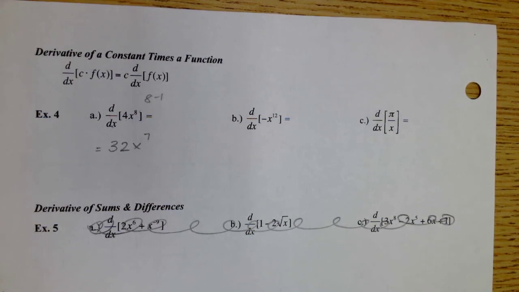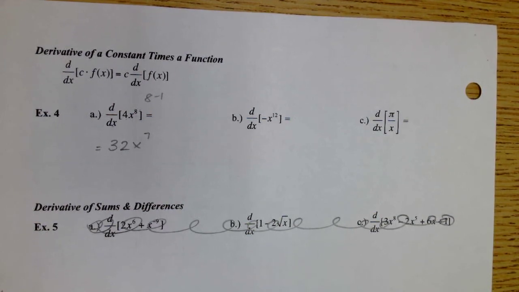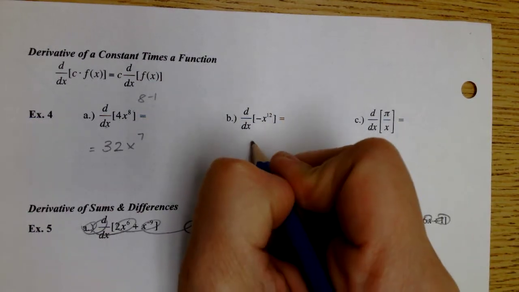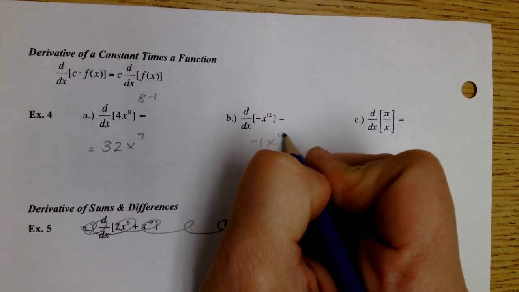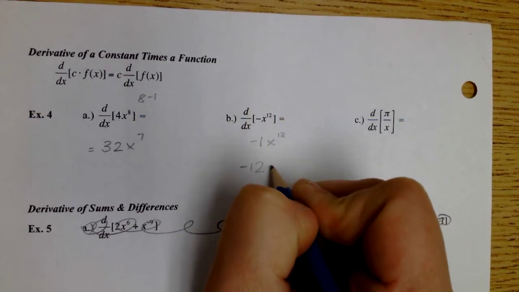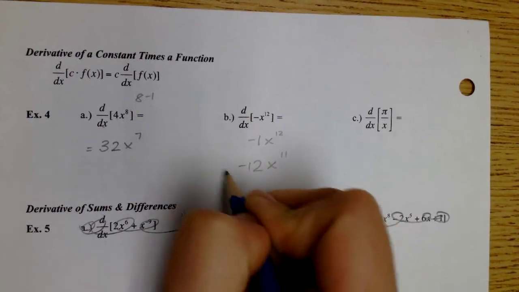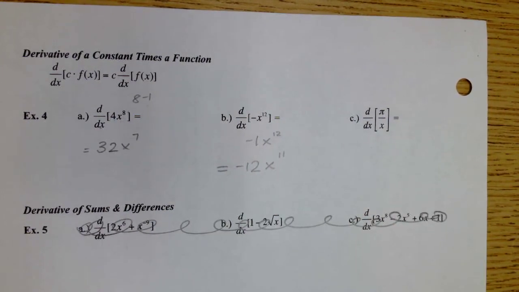All right, so the setup is the same. You just have to do a little extra mental math. If this is a negative 1x to the 12th, multiply out front, negative 12x to the 11th. There's your derivative.